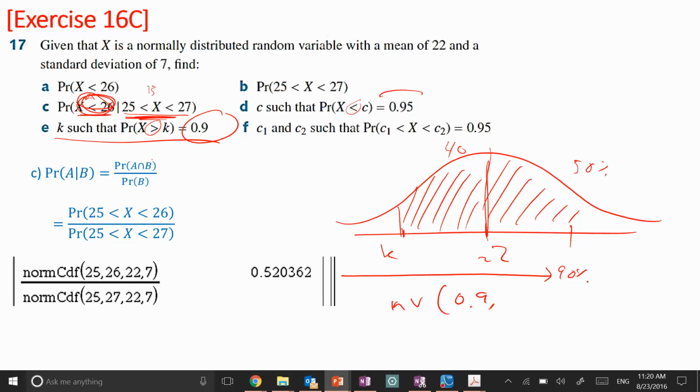We don't want that. So in order to do that, you need to know, if this is 90% on the right-hand side, then how much is on the left-hand side? Good, 10%. So therefore, this has to be 10%, which is 0.1. The only thing you change is instead of 0.9, it's 0.1. You know the mean, you know the standard deviation, 22, 7, done. That will tell you the value from left to right, what K should be. Okay, that's what you need to understand.